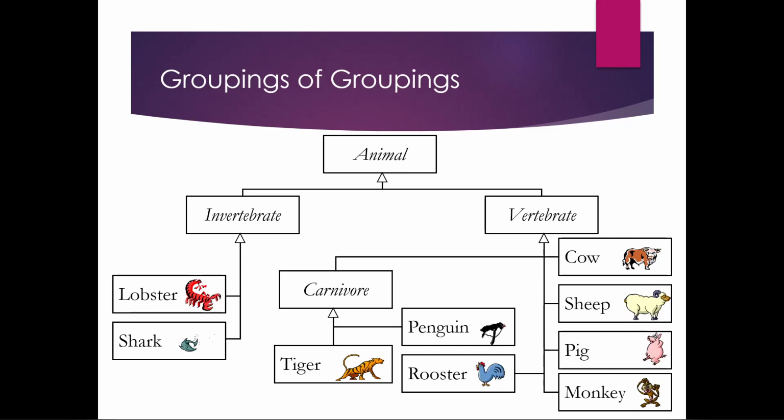So in this case, I can have an animal, which is an abstract class, and I have two different types of animals, vertebrates and invertebrates. And then I also have a subtype of vertebrates called carnivores. And I know there's carnivores of all different kinds, so don't get too picky with this. But we can see there's a bunch of different types of animals that fall into this hierarchy.